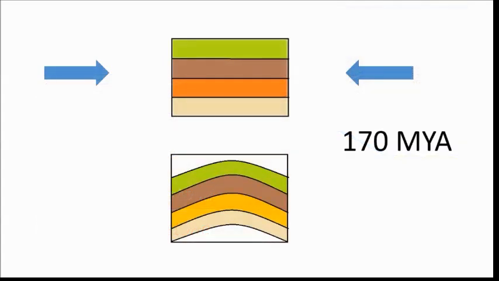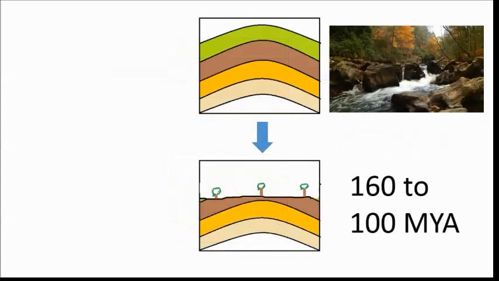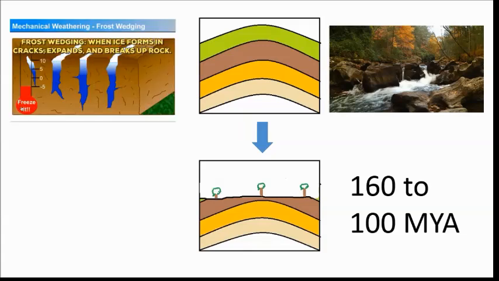So here we see those sequences of four rocks. Let's say 170 million years ago, they were subject to huge compressional pressures from plate tectonic movements. And those rocks were folded up, as you can see in the diagram underneath. Now, those folded rocks, they're not having any deposition from 160 million years to 100 million years ago. So they slowly get worn down by all the processes of weathering and erosion that we know.